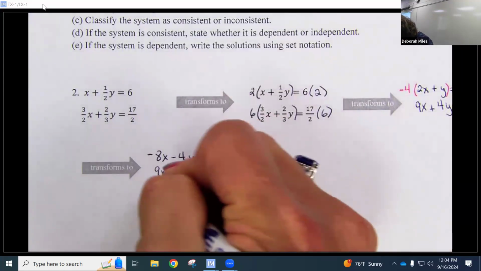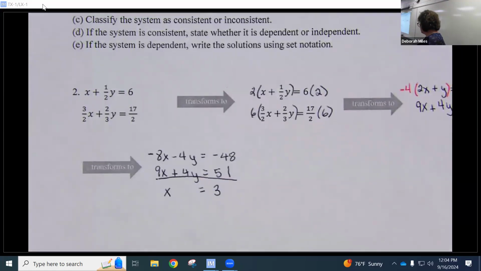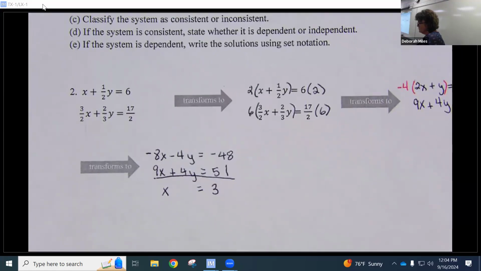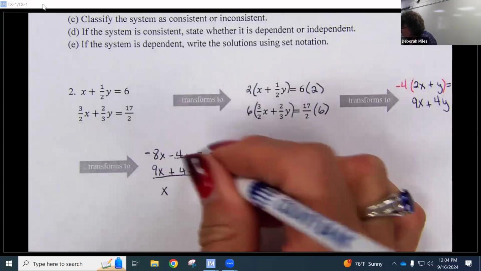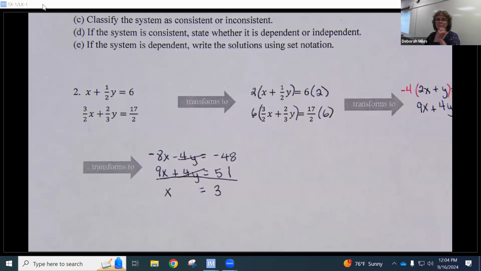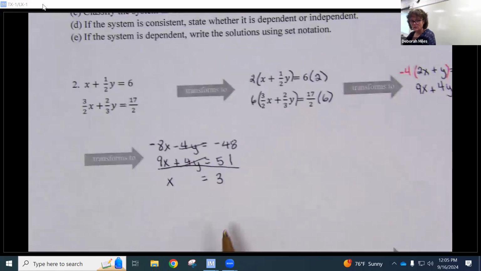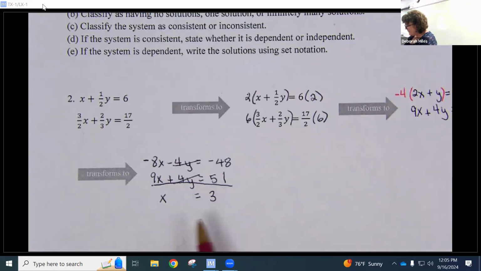I'll have x equals 3. That was kind of nice. -8x plus 9x is 1x. -4y plus 4y is 0. And -48 plus 51 is 3. Have I solved that system? Only halfway. I know half of the solution. I know x equals 3. Now, where do I get the y that goes with it?